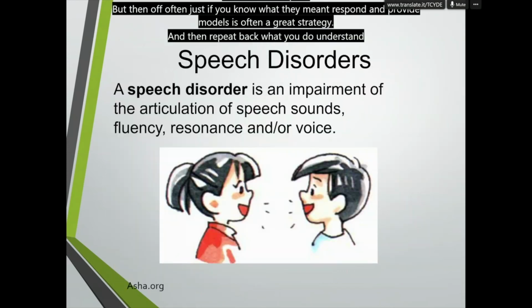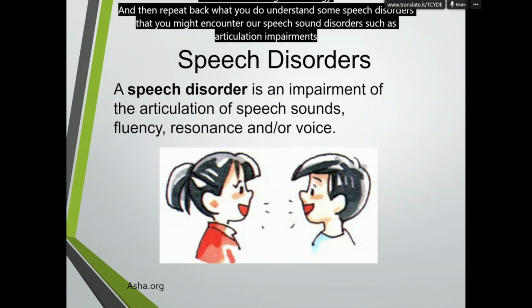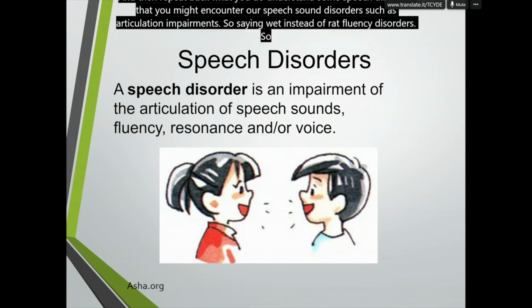Some speech disorders that you might encounter are speech sound disorders, such as articulation impairments, so saying "wat" instead of "rat." Fluency disorders, which is also called stuttering. And then there are resonance and voice disorders.